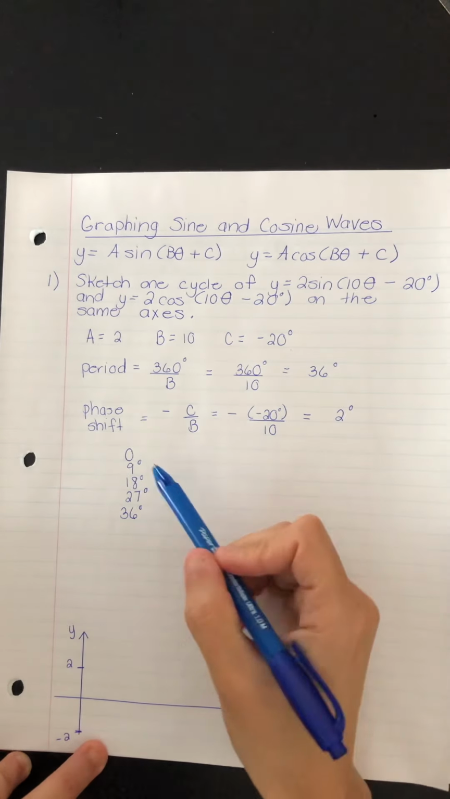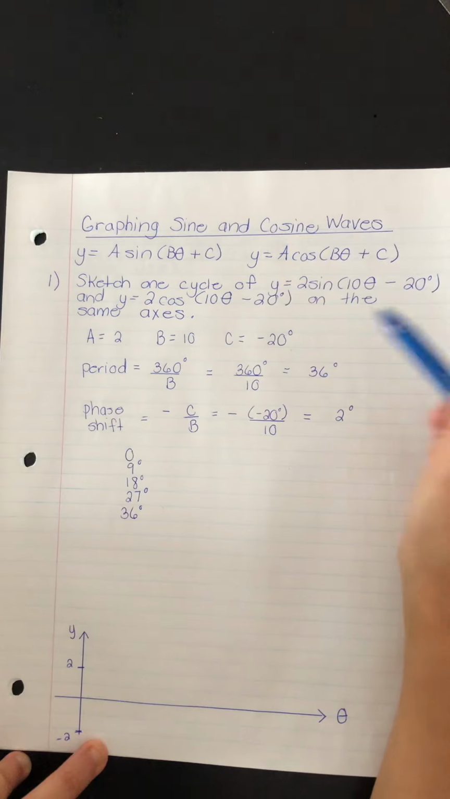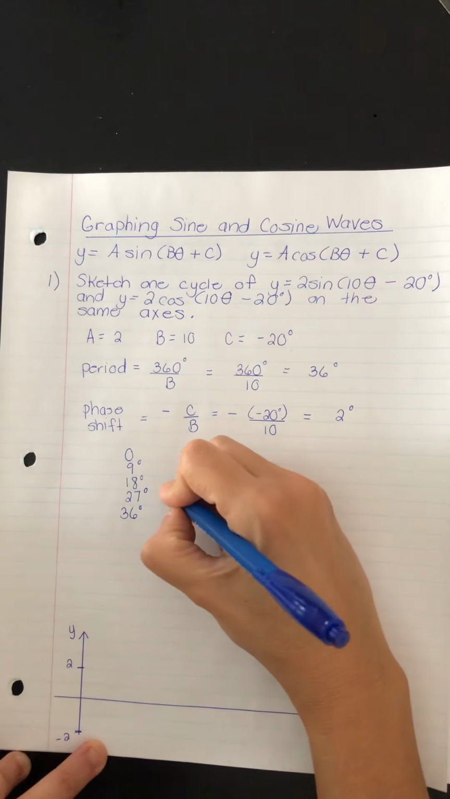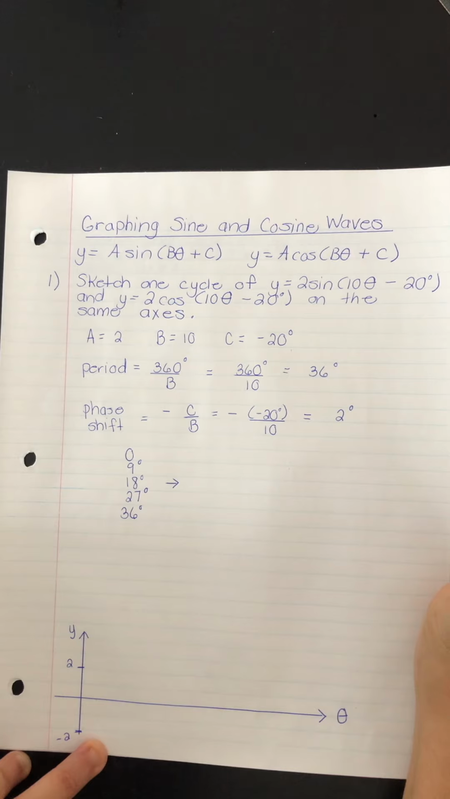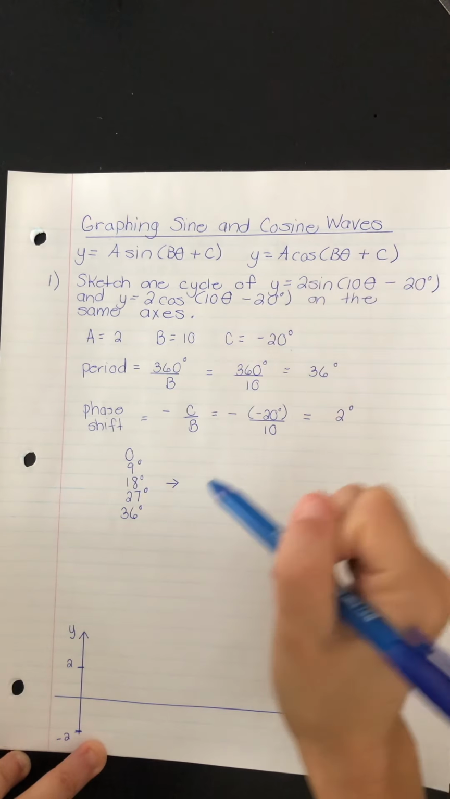Okay? Now, there was a phase shift because C was non-zero. C was negative 20. The phase shift is 2 degrees. Positive 2 degrees corresponds to a shift in all of these numbers to the right 2 degrees. Okay, so when the sign in here is negative, the shift ends up being to the right.